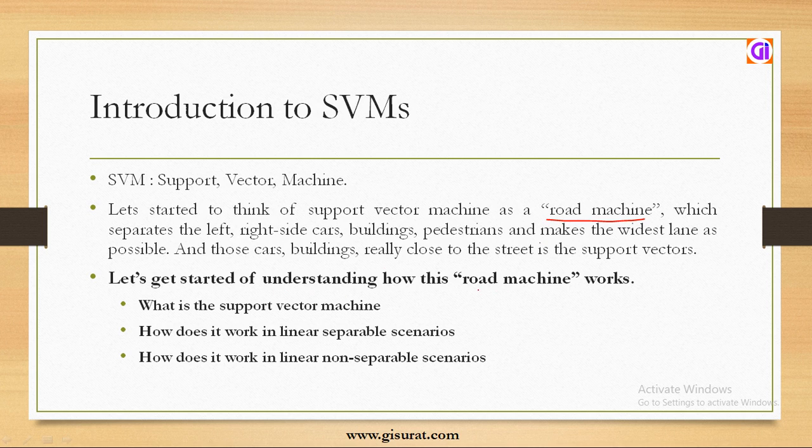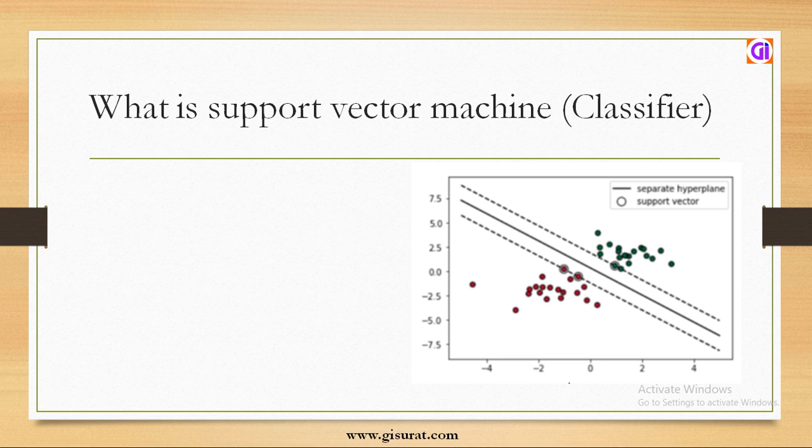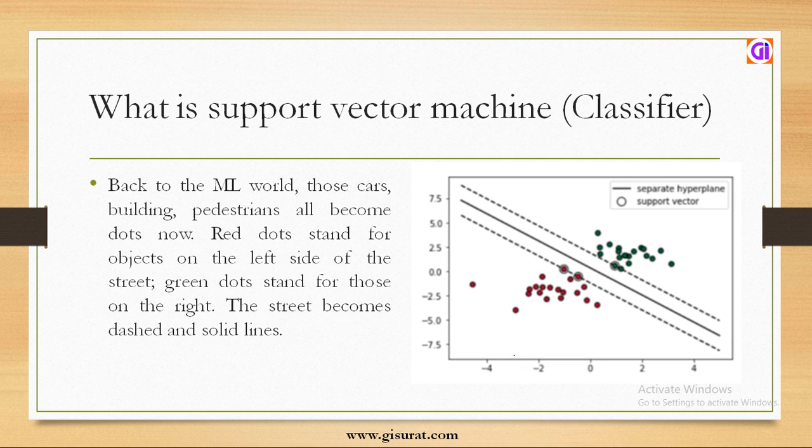So let's start. What we want to learn in this road machine. Road machine, I mean to say, is nothing but a support vector machine. So what is the support vector machine? How does it separate linear data, and how does it separate non-linear data? So this is nothing but an overview. So what is the support vector machine classifier?